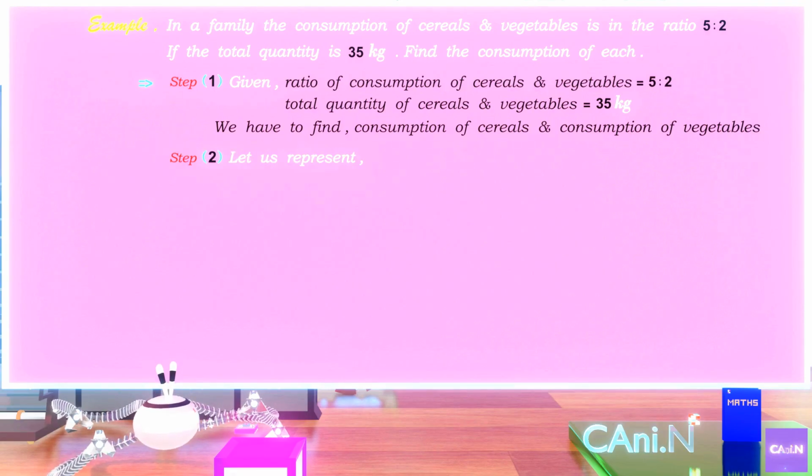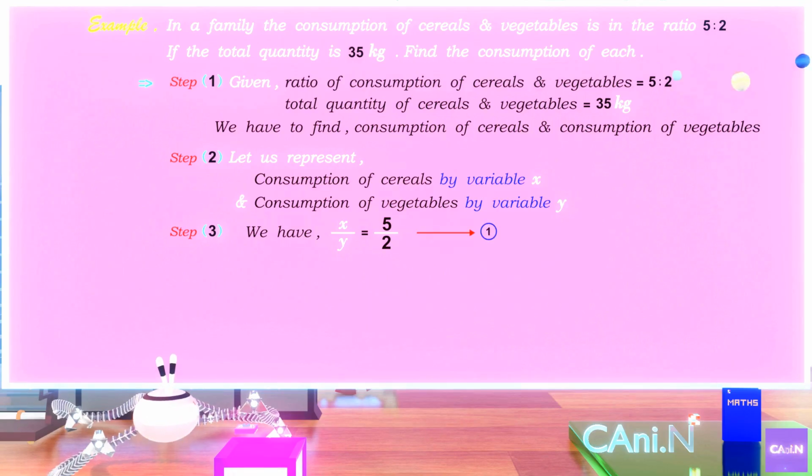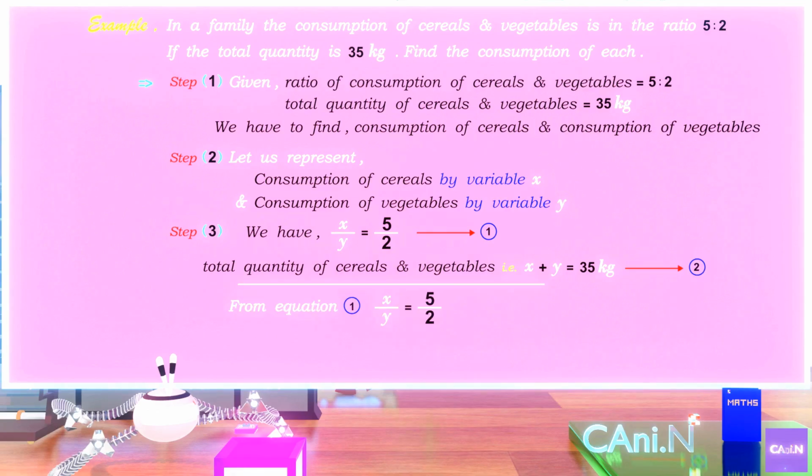Step 2. Let us represent consumption of cereals by variable x and consumption of vegetables by variable y. Step 3. We have x/y = 5/2. Let's call this equation 1. Also, total quantity of cereals and vegetables, that is, x + y = 35 kilograms, let's call this equation 2.